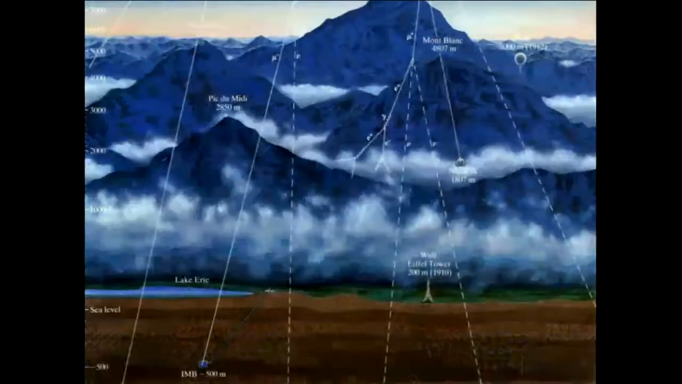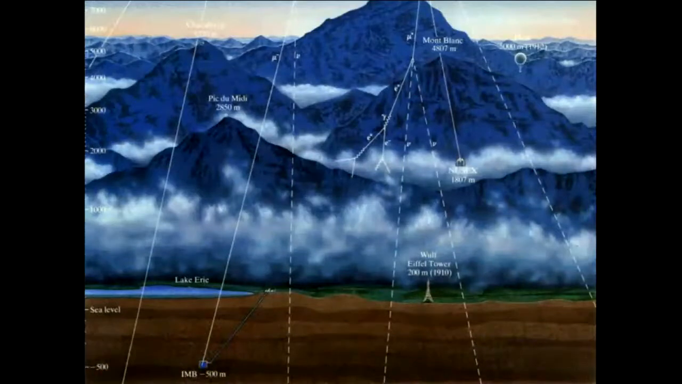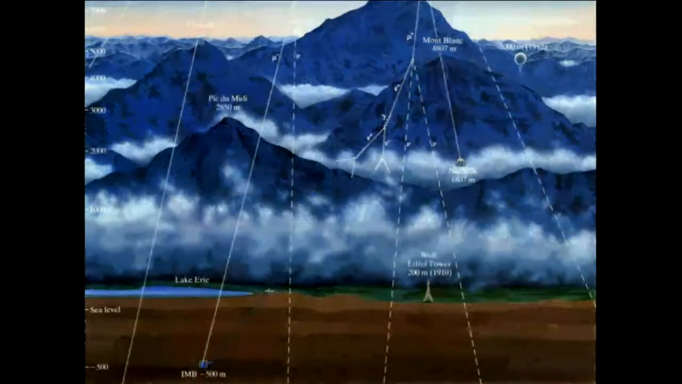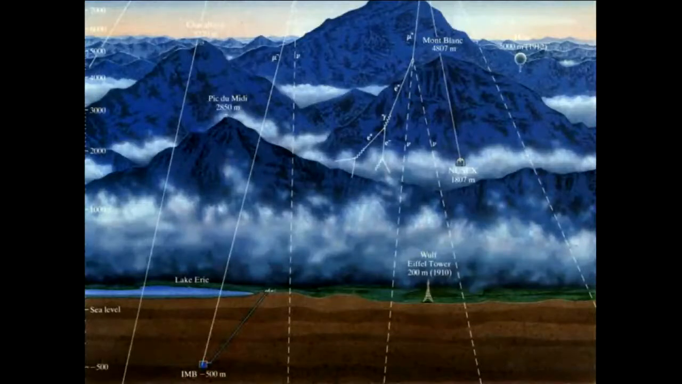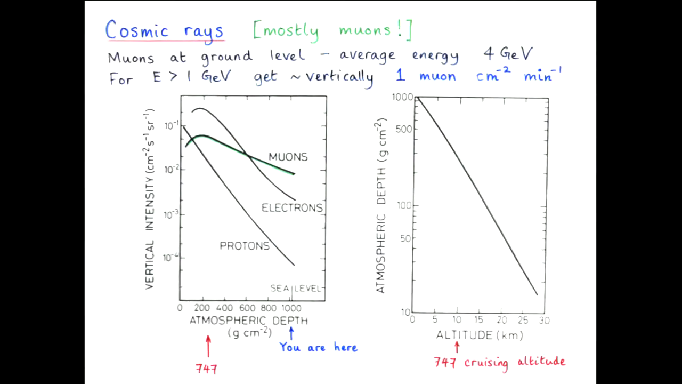Again, if we now zoom up in the picture, these are all the particles that are getting down to ground level, this is the Eiffel Tower, and these are the muons that make it down to ground level. If you plot the number of particles that you get at ground level, you find that we're basically sitting here. If you're at cruising altitude of a 747, you're roughly here. So at those atmospheric levels, you're probably getting more electrons in your cosmic rays, but down at ground level, the dominant component is muons.